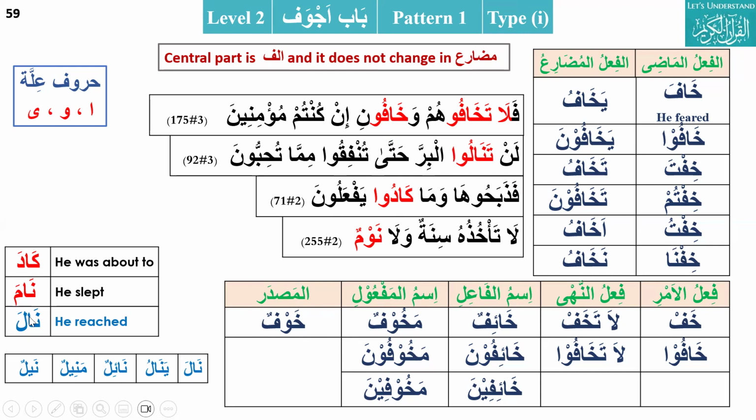There is no ha. But if you see here, it can be manilun, maniluna, manilina. And for nail, it can be nailun. Manil is also an ismul maf'ul for this.